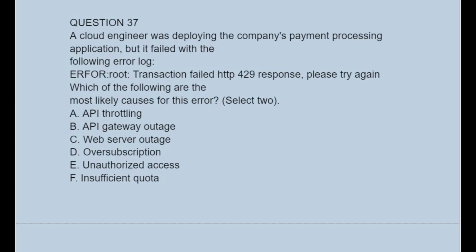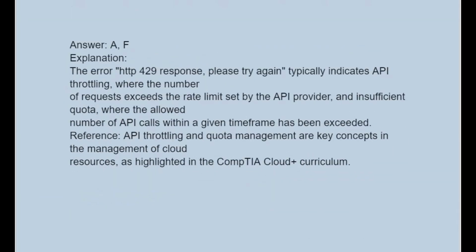Choose two options. Option A, API throttling. Option B, API gateway outage. Option C, web server outage. Option D, oversubscription. Option E, unauthorized access. Option F, insufficient quota. Correct answer is option A and option F.